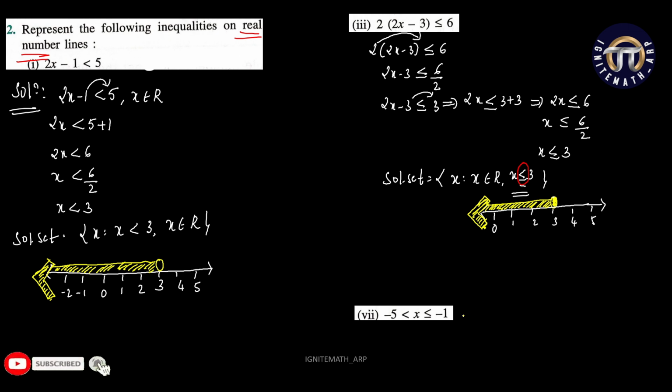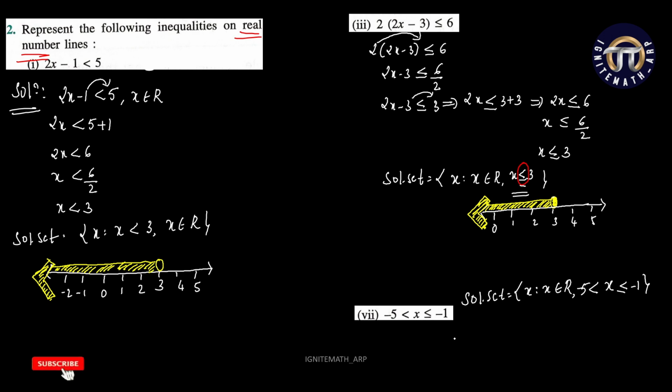Over here it is given to you as x is greater than minus 5 and smaller than or equal to minus 1. So you should write the solution set. How can I write the solution set for this? Solution set is x such that x belongs to the set of real numbers. Lower limit is mentioned: x is greater than minus 5. Upper limit is smaller than or equal to minus 1. So what should I do?